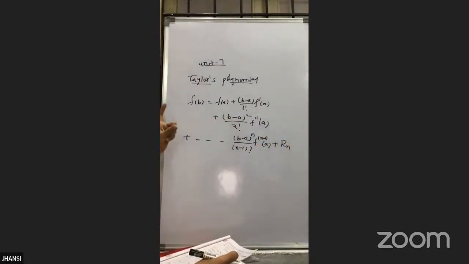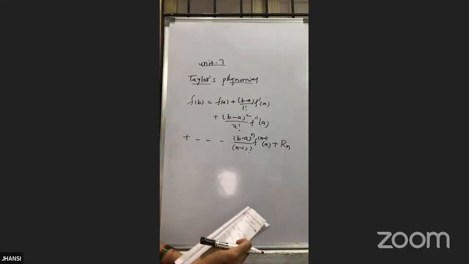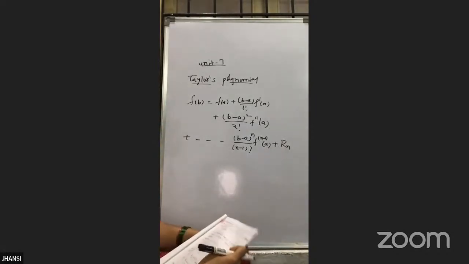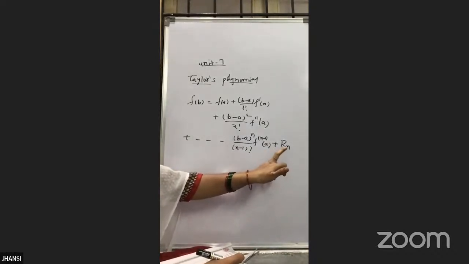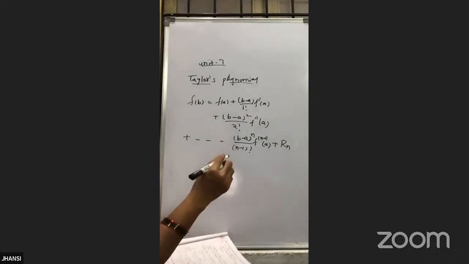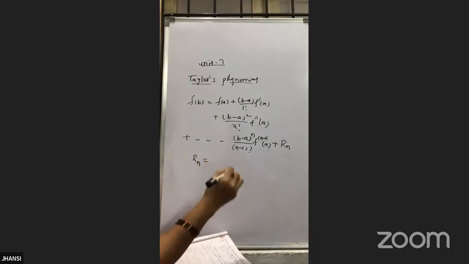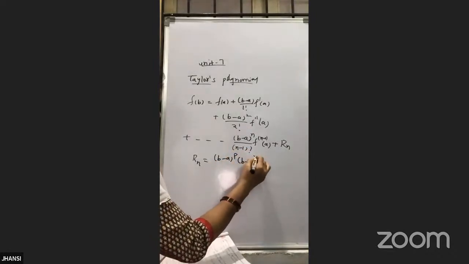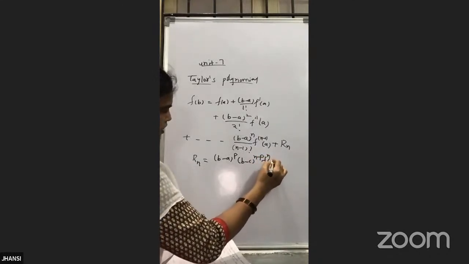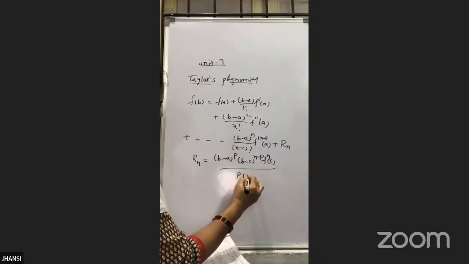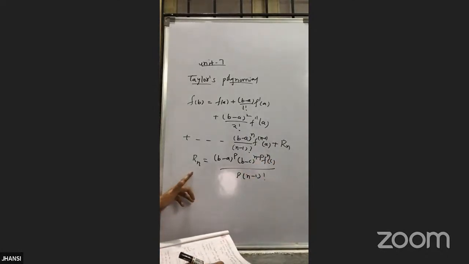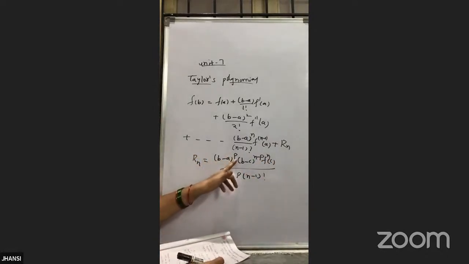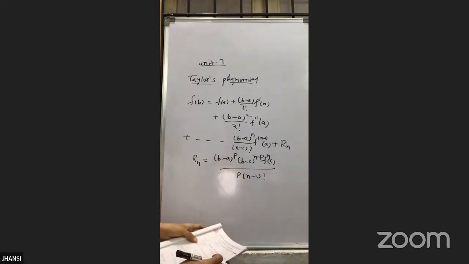So in unit 7 itself, it is mentioned to find the Lagrange's form of remainder and also Cauchy's form of the remainder. Here, whatever Rn is there, it represents the remainder. This Rn value will be written as (b minus a) to the power of p, (b minus c) to the power of n minus p, f to the power of n of c, divided by p into (n minus 1) factorial. If you substitute the p value as n, you will get the Lagrange's form of remainder. And if you substitute the p value as 1, you will get the Cauchy's form of the remainder.